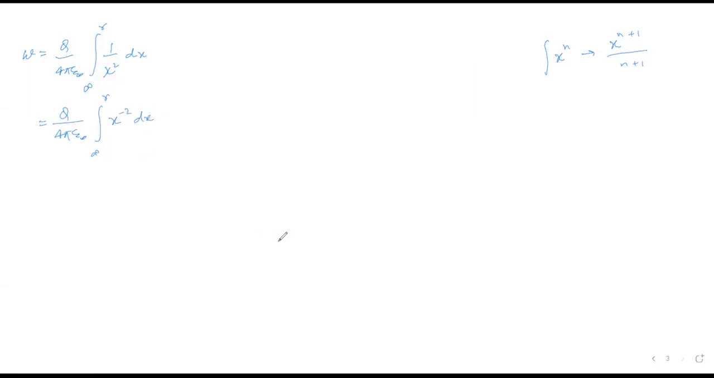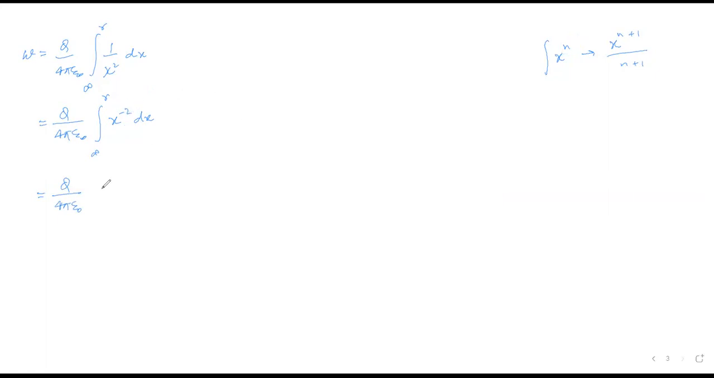Do you understand now? After transferring x from denominator to numerator, you get x to the power minus 2. Now, what is your value of n in this part? If you compare x square, you get minus 2. The value of n is minus 2.